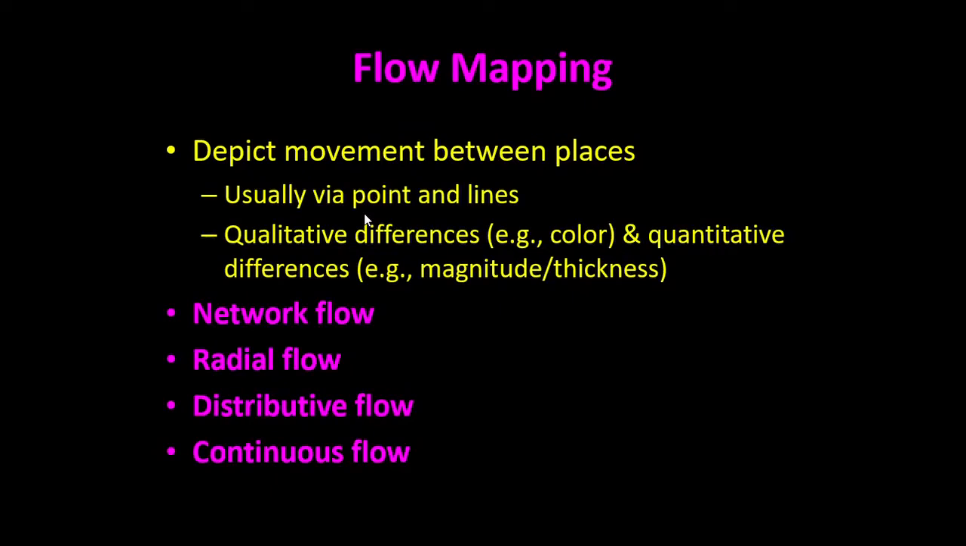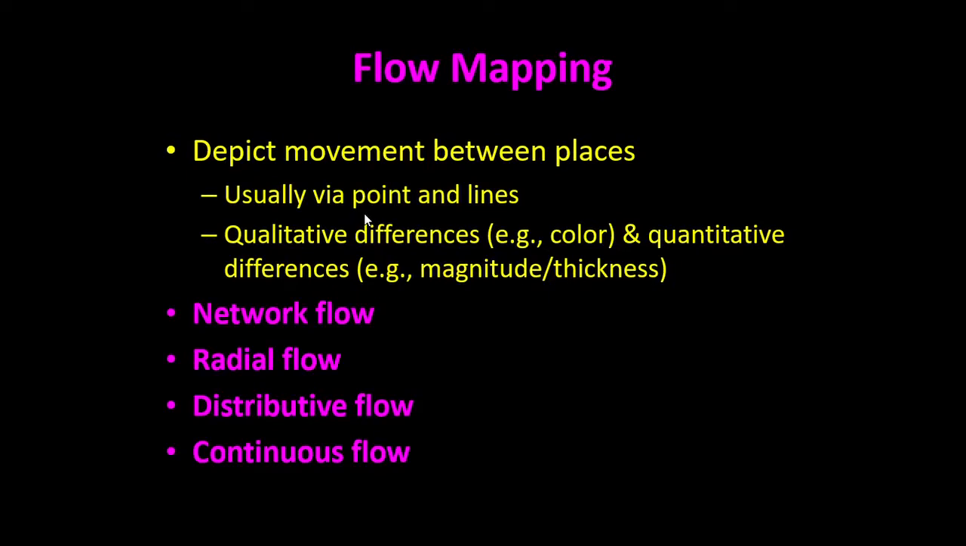We're going to be showing movement between places. This is usually done via points and lines. We can think of an origin or a destination as the point, and with the lines that connect those two points, we can show movement, we can show a path, we can show the flow between those particular places.